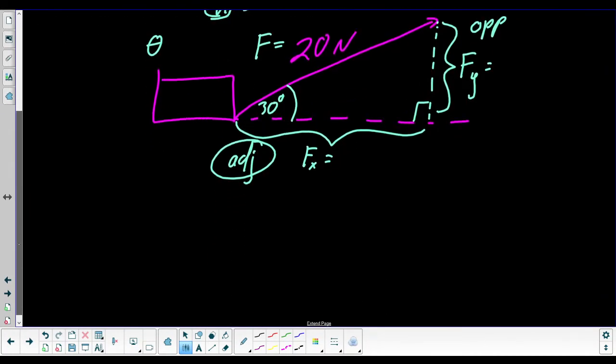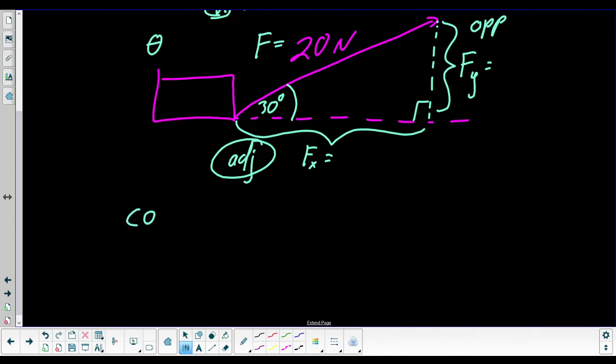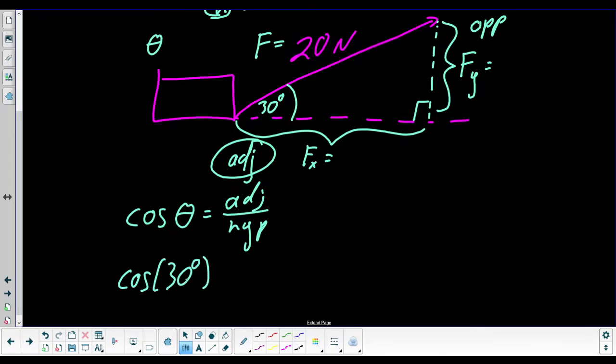So let's set up our cosine function. Cosine of theta equals adjacent over hypotenuse. Now we're going to plug in our values. 30 goes into theta, so we have cosine. The 30 degrees goes on the inside of the cosine operation. Our adjacent is Fx. That's what we're looking for. Our hypotenuse, we know that number, it's 20.